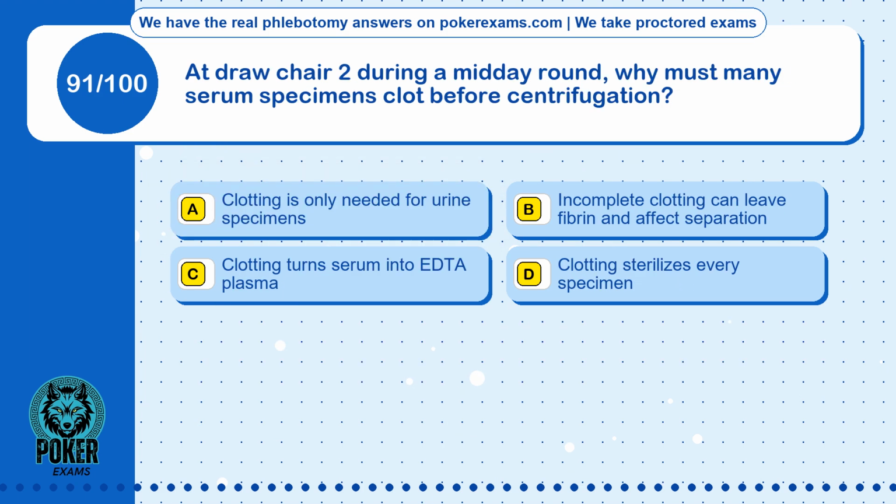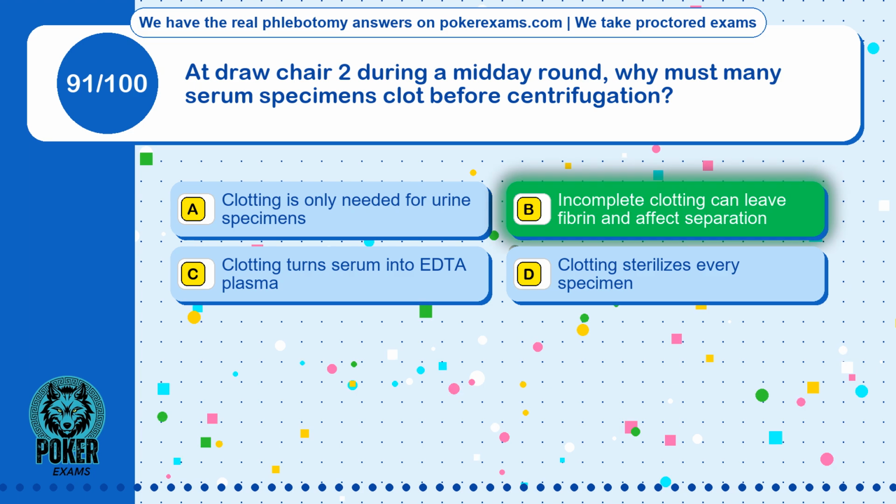Question 91. At draw chair 2 during a midday round, why must many serum specimens clot before centrifugation? Option A, clotting is only needed for urine specimens. Option B, incomplete clotting can leave fibrin and affect separation. Option C, clotting turns serum into EDTA plasma. Option D, clotting sterilizes every specimen.